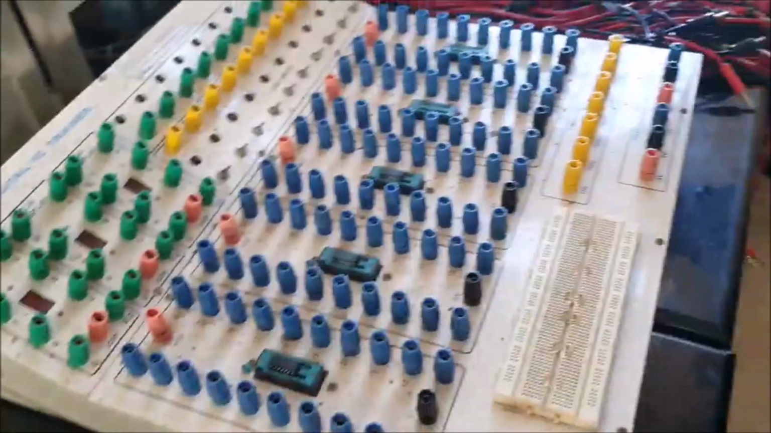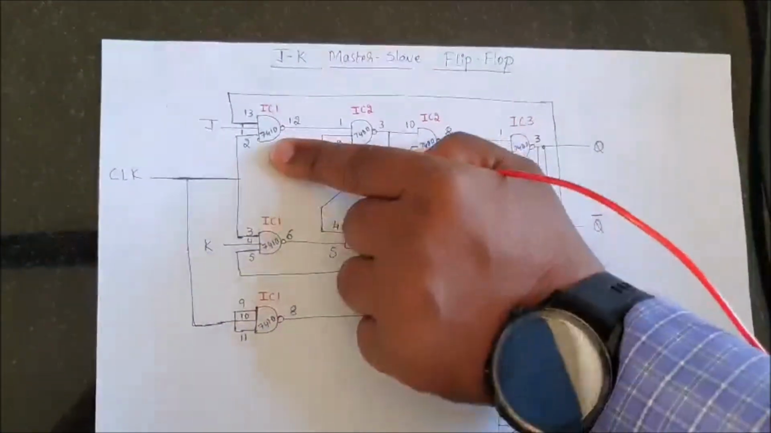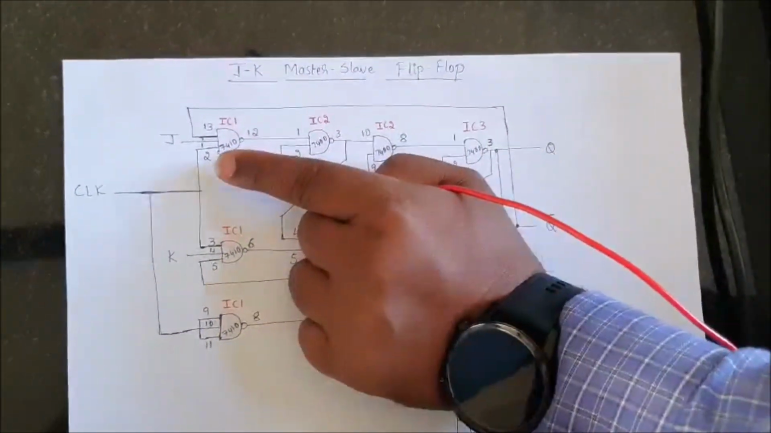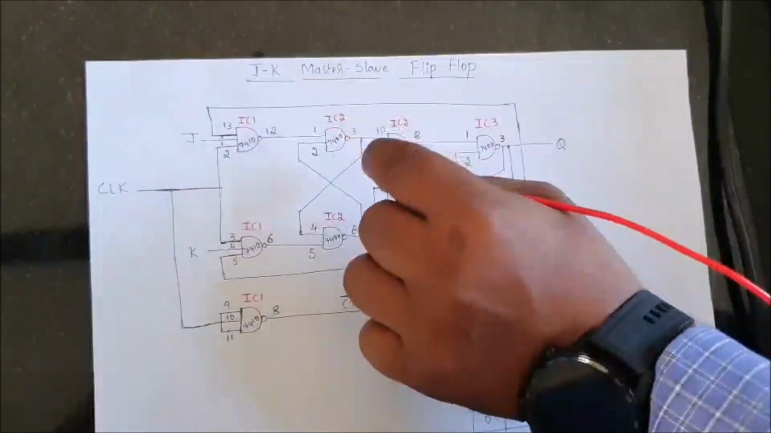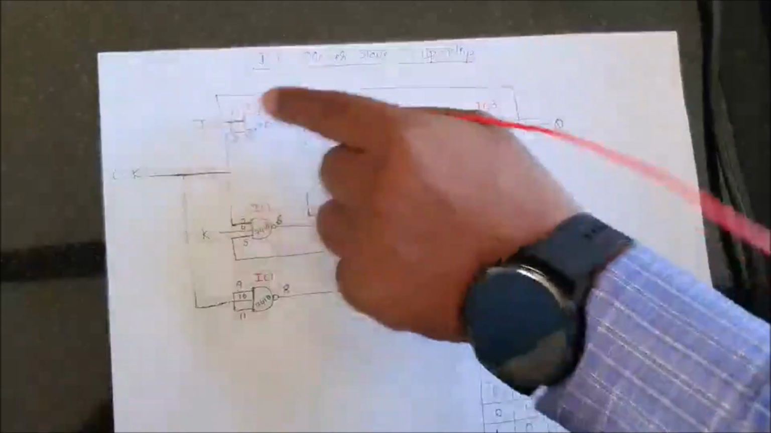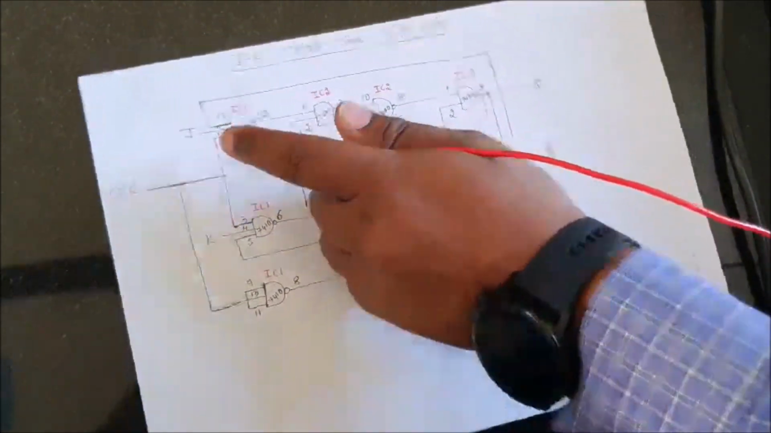Now I will take one patch cord. From the circuit, I will take up the first NAND gate, that is a 3-input NAND gate. Here the three inputs are: one input is from Q bar, another input is from J, and another input is from the clock.